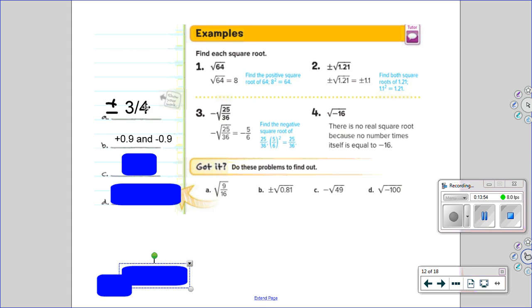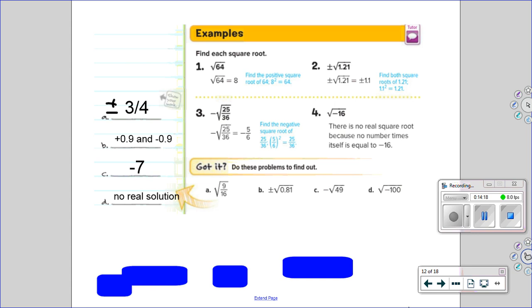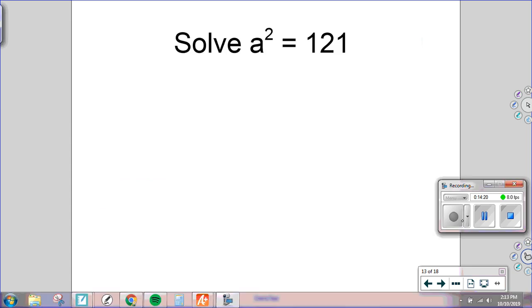All right, C, the opposite of the square root of 49 is negative 7. And I need a drum roll. Can I have a drum roll, please? I tricked almost every person on this. Can we take a square root of a negative number? There is no solution.